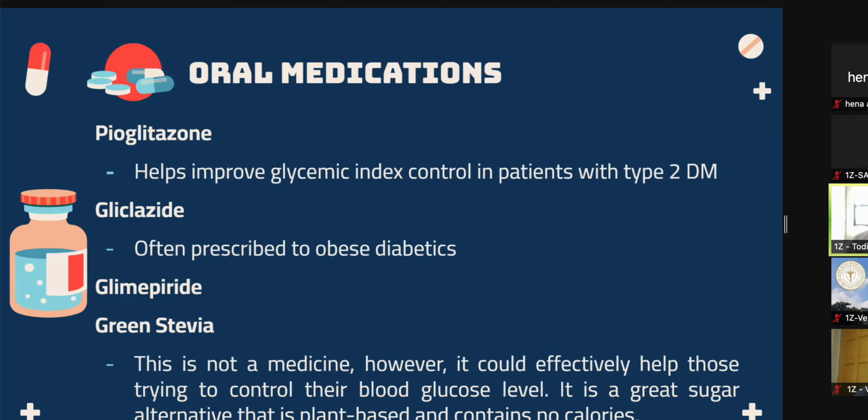We also have pioglitazone, which helps improve glycemic control in patients with type 2 diabetes, gliclazide, which is often prescribed to obese diabetics, glimepiride, and green stevia, which is not a medicine. However, it could effectively help those trying to control their blood sugar level. It is a great sugar alternative that is plant-based and contains no calories.